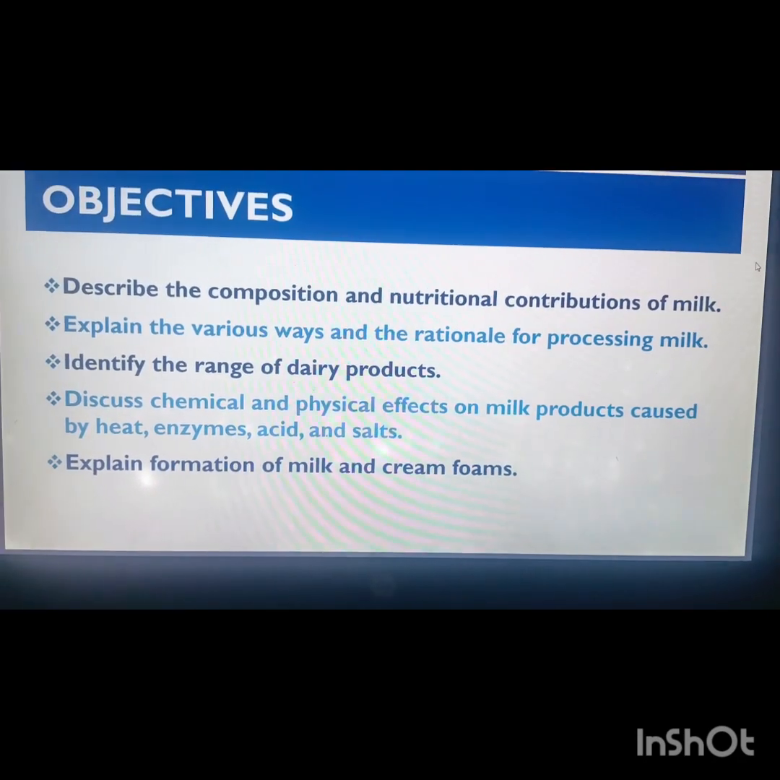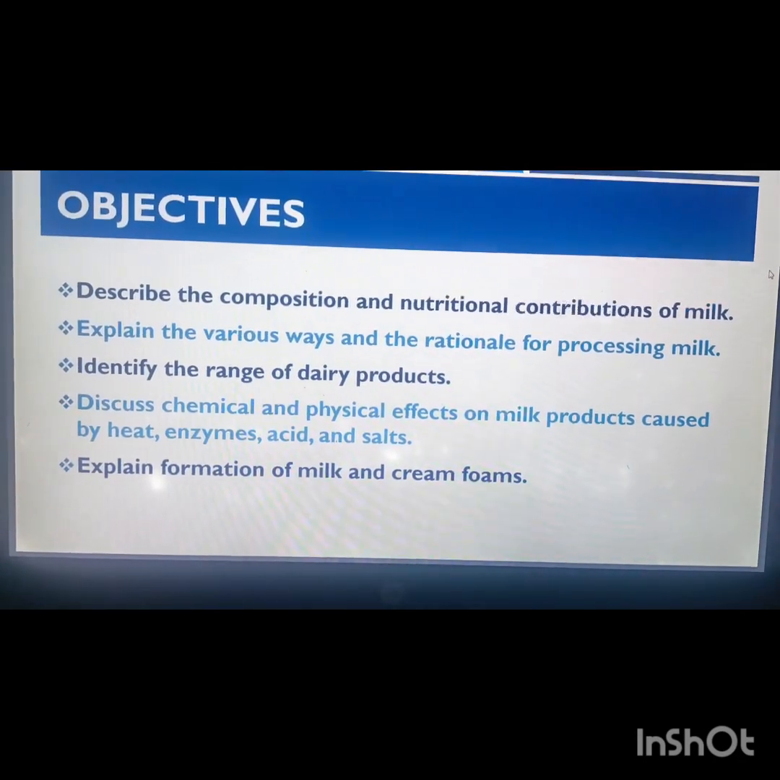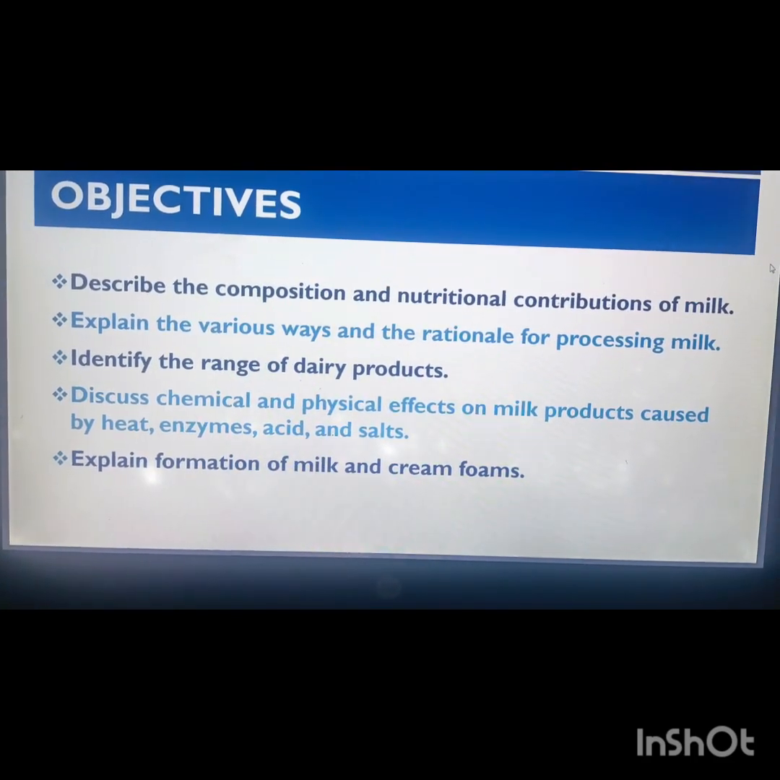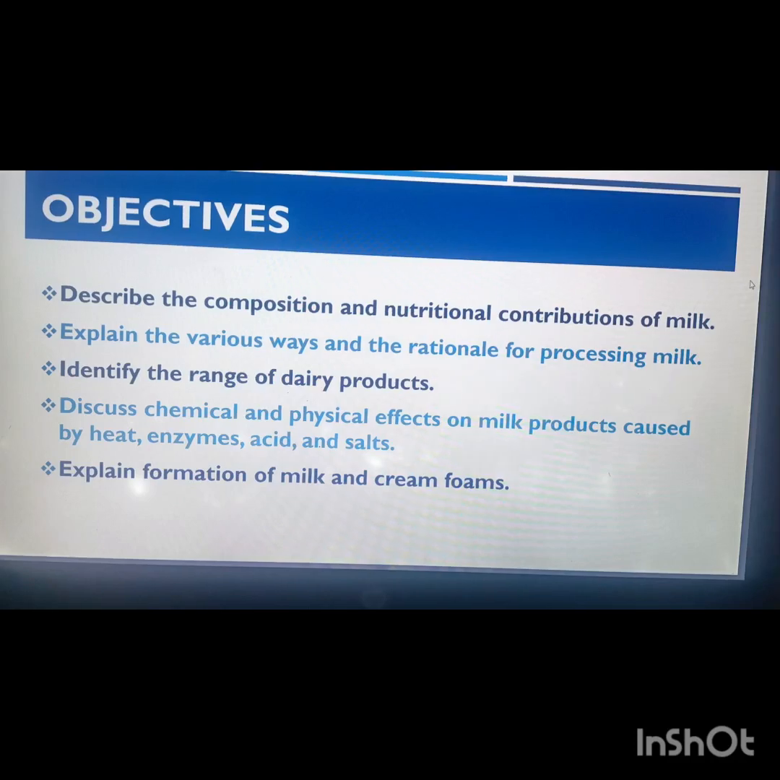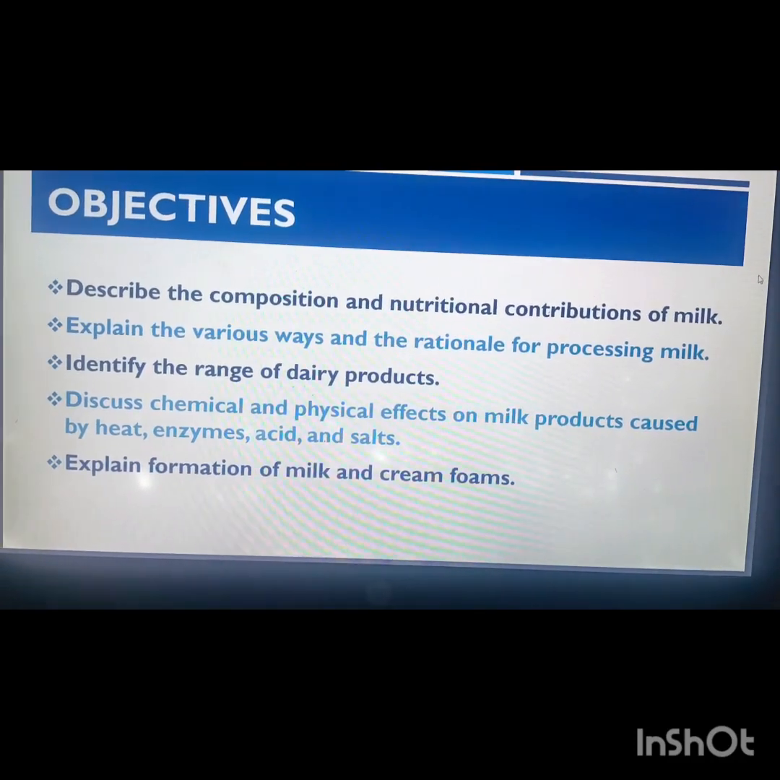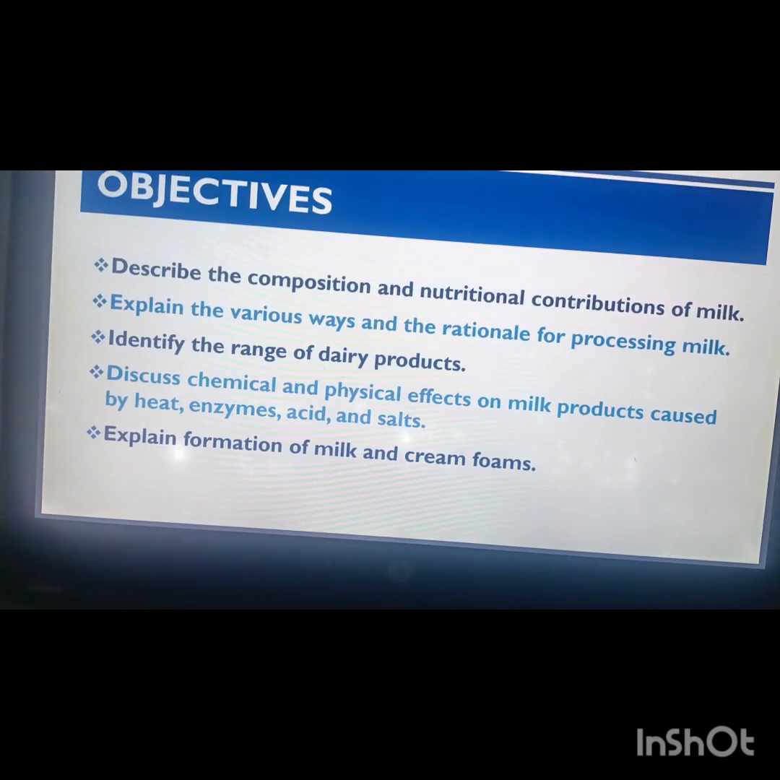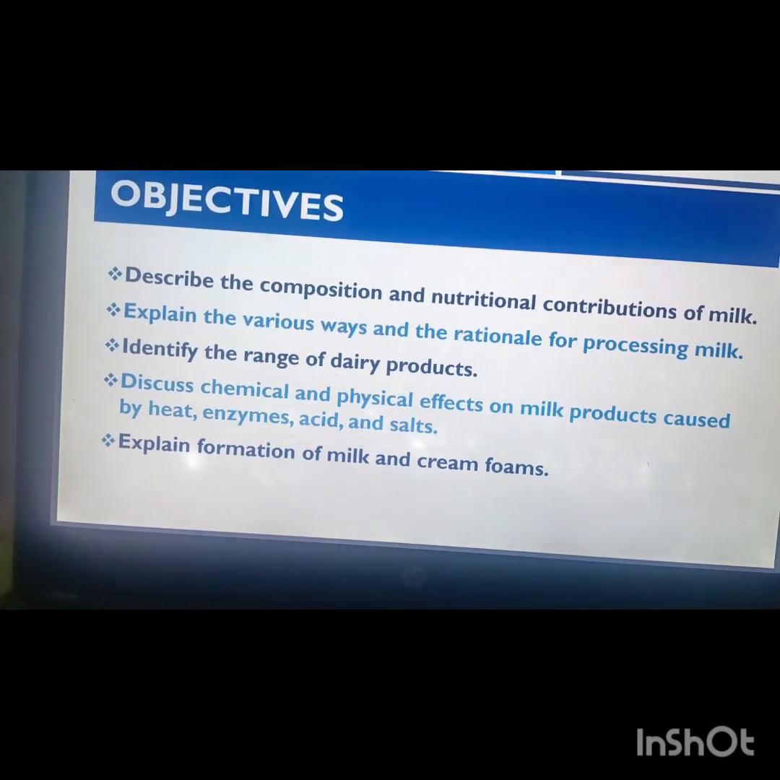Hi, welcome to part one of milk and milk products. Here are the objectives that you're going to go through. First of all, you're going to look at the composition and nutritional contribution of milk. Then we're going to explain the various ways and rationale for processing milk. Then you're going to identify a range of dairy products.